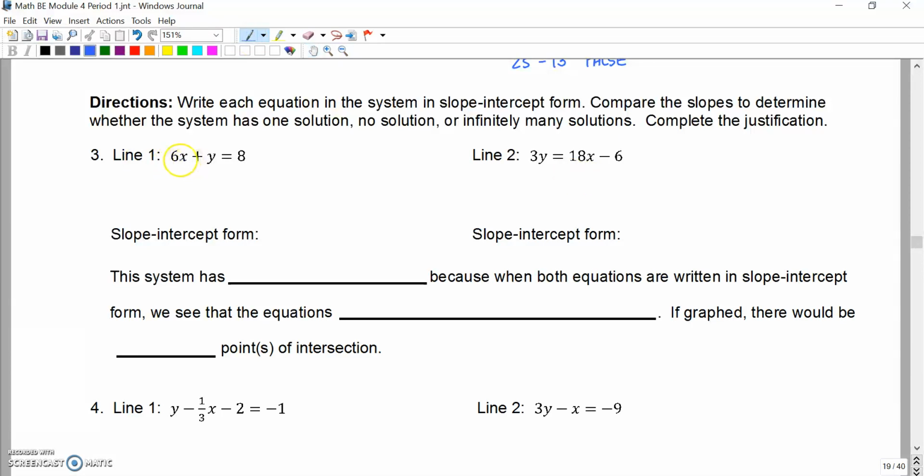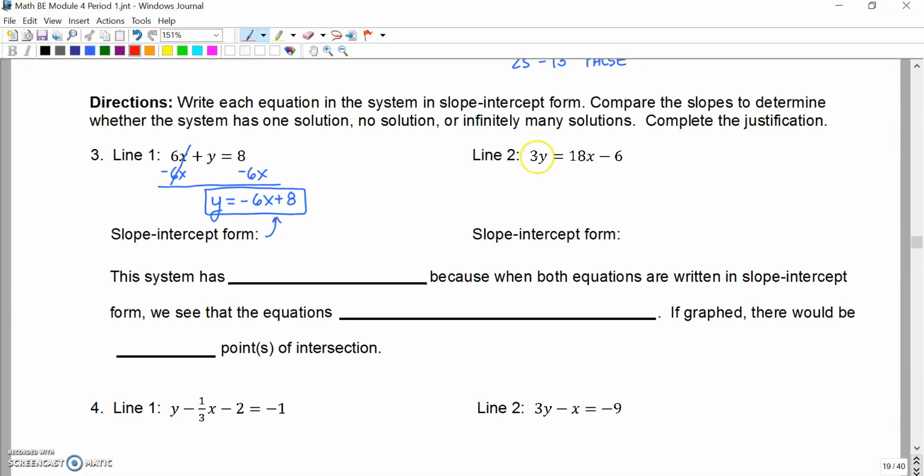So for line 1, we need to get the 6x to the other side. And since these are being added, we're going to subtract it. As we do that, we also want to make sure that these actually cancel to 0, which they do. And we're left with y equals negative 6x plus 8. And so that is our slope-intercept form. We'll go to line 2, and we'll do the same thing.